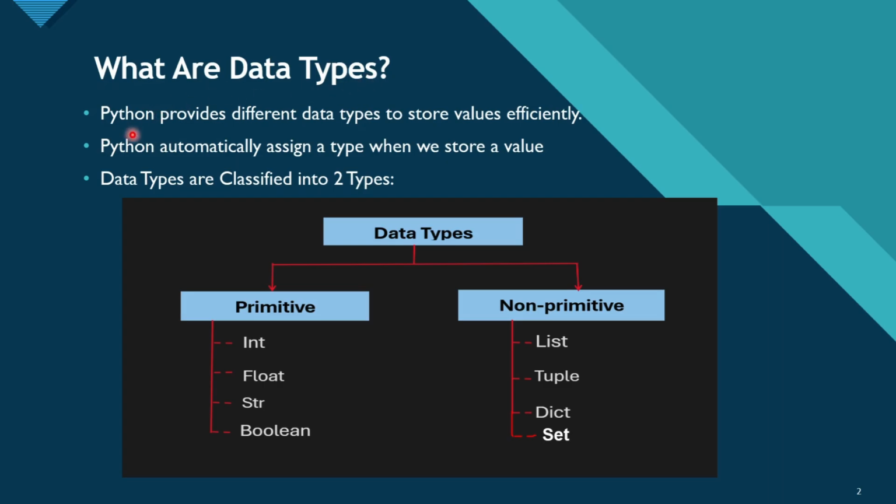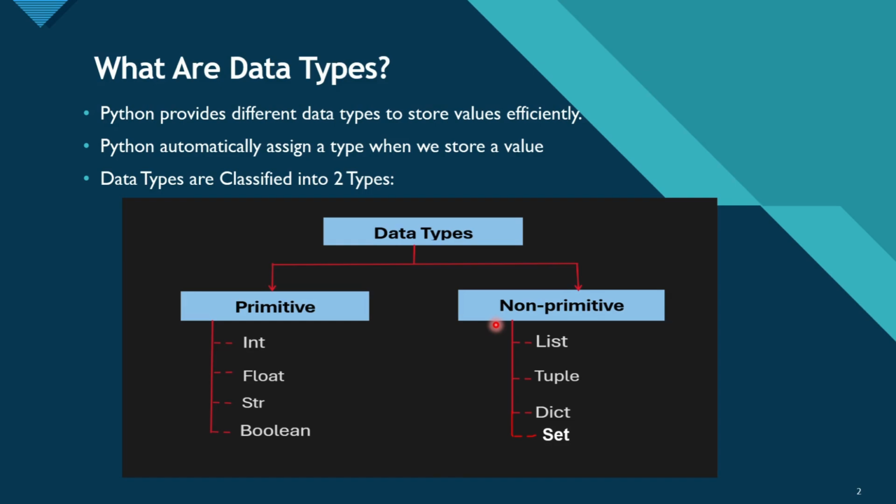What are data types? Python provides different data types to store values efficiently. In Python, a type is automatically assigned when we store a value. Data types are classified into two types: primitive and non-primitive. Primitive types are the basic data types that store a single value at a time. They are built-in and provide the foundation for all other data types.